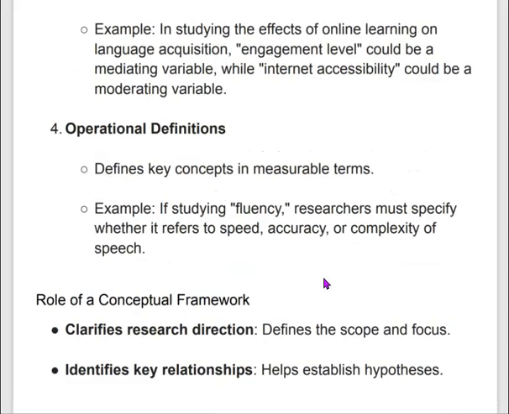So last and final, what is the definition of what you want? For example, the operational definition for the cake: what exactly is the kind of cake you want? Is it a pastry? Is it one with lots of nuts, or is it just a soft sponge cake? Basic soft sponge cake, you have to say that in your conceptual framework, saying that it defines a key concept in measurable terms.